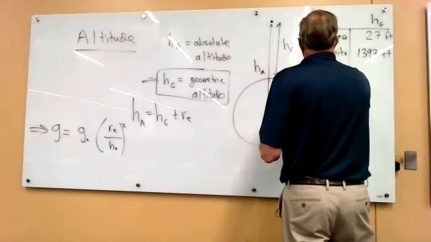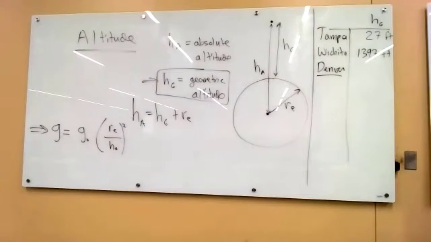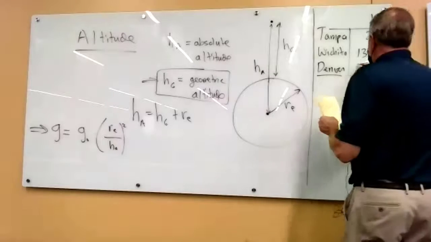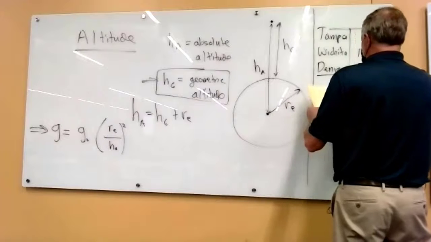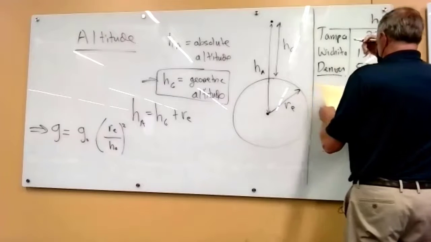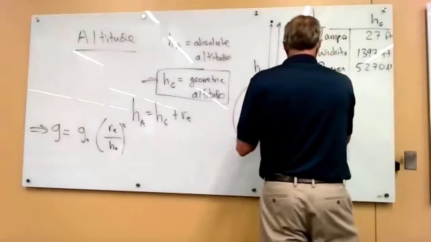Denver, what's the altitude in Denver? About a mile high, right? That's why the Denver Broncos Stadium is called Mile High Stadium. So we're talking 5,270 feet, and then you go up into the mountains.